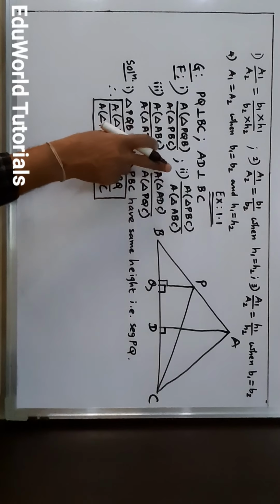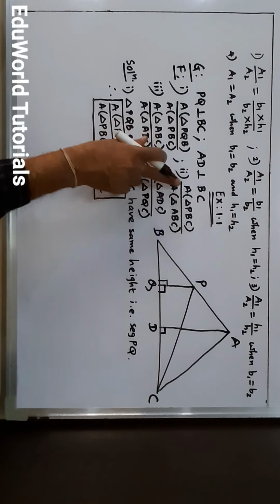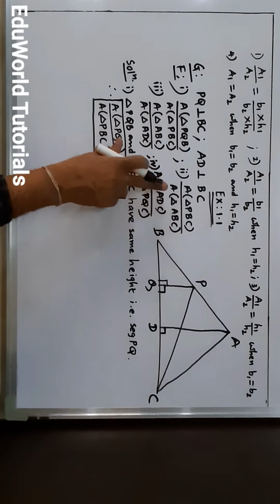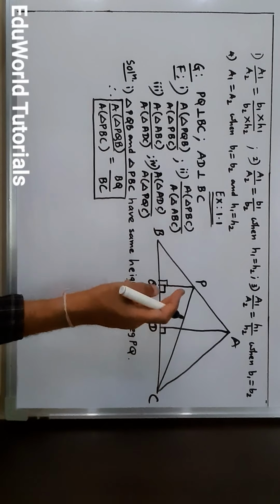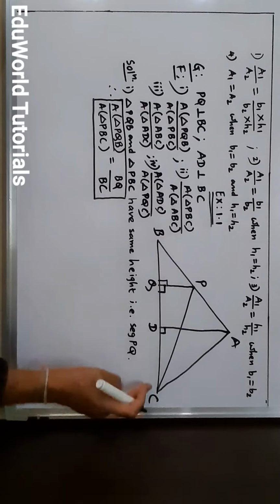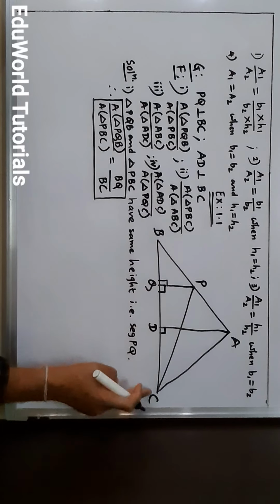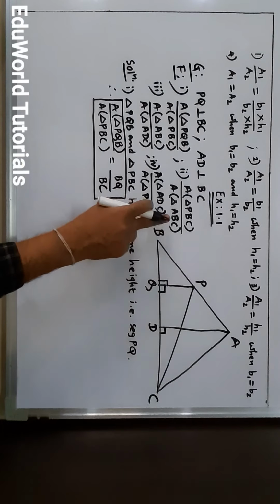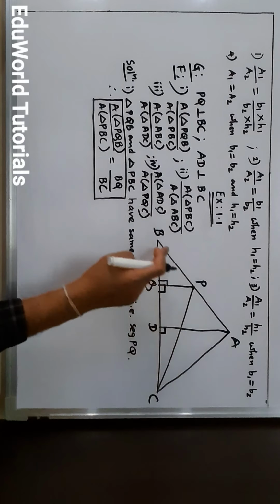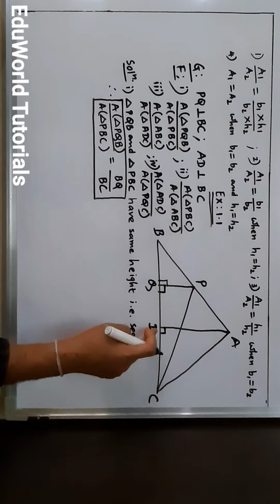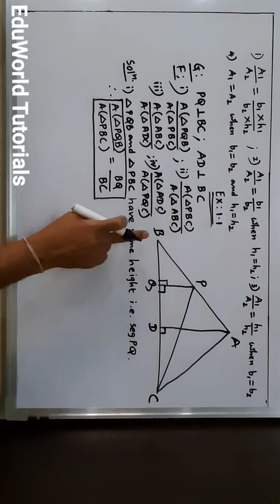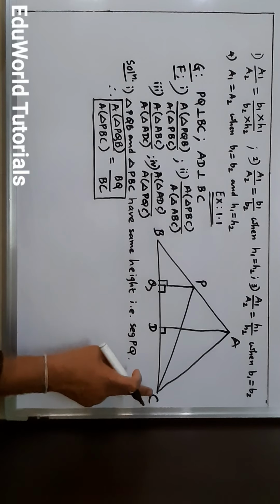Second part you are seeing, area of triangle PBC ratio area of triangle ABC. That is what we have to find. Find out where is triangle PBC. Triangle PBC is this triangle where BC is the base and PQ is the height. And in triangle ABC you are seeing that BC is the base and AD is the height. Now what is same? Base BC is same in both the triangles.